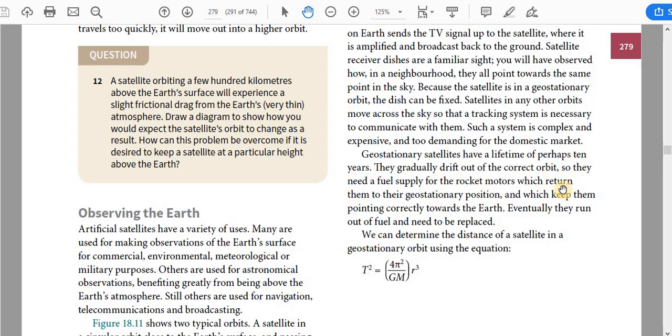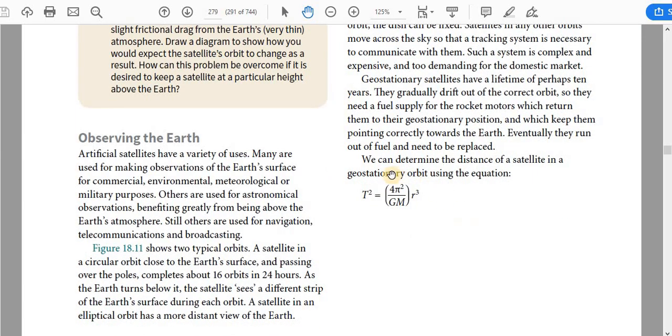So they need a fuel supply which returns them to the geostationary orbit and keeps them pointing correctly towards the Earth. Eventually they run out of fuel and need to be replaced. We can determine the distance of a satellite in a geostationary orbit using the equation.